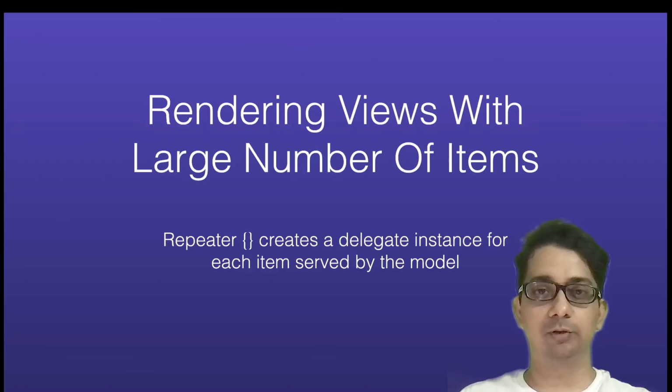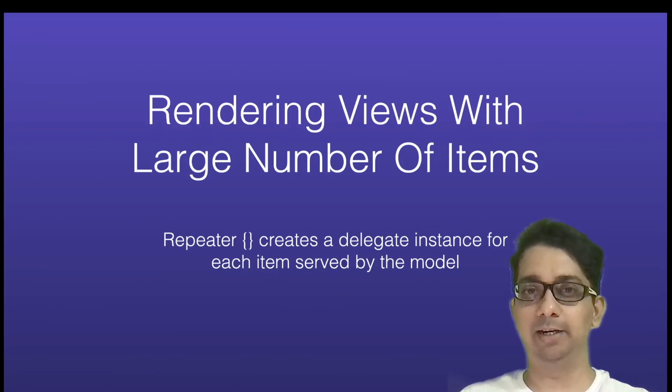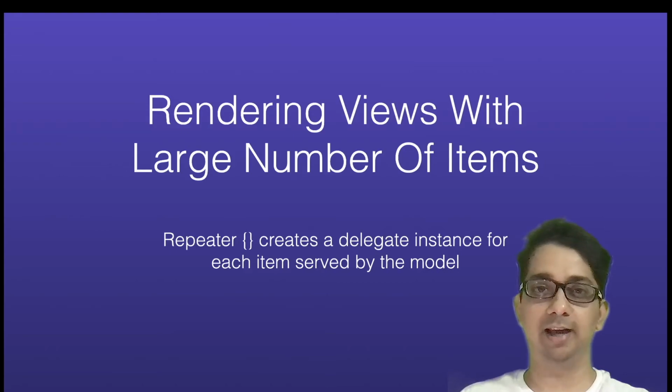While built-in views like list view and grid view are smart, repeater isn't. Repeater simply creates one delegate for each item served by the model. This means that if the model is serving 20,000 items, repeater creates 20,000 instances of the delegate. Now that's bad news if you're using repeater to render a large model on a canvas. You end up creating too many items that are not even visible on the screen.